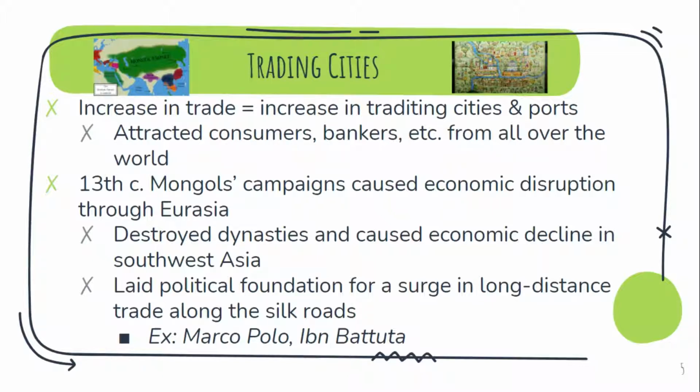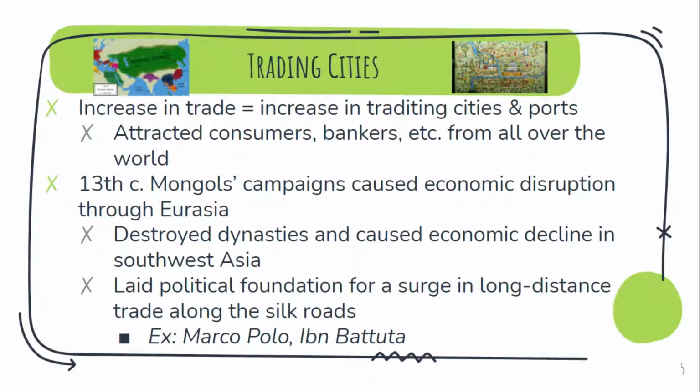Around the 13th century, we saw how the Mongolian Empire was going throughout Eurasia trying to grab and conquer as much land as possible. But because of these campaigns, it caused a lot of economic disruption all throughout Asia. It destroyed dynasties and caused economic decline in Southwest Asia. So, primarily India, as well as what we now know as the Middle East. But even though it did lead to a decline in the economies of these empires, it did lay the political foundation for long distance trade along the Silk Roads that we've already touched upon a couple of times. But I'm going to give you two very famous examples of long distance traders using their political influence with their traveling.